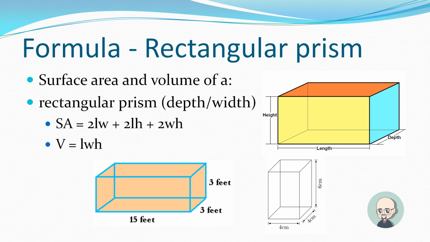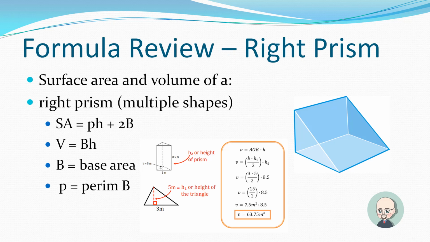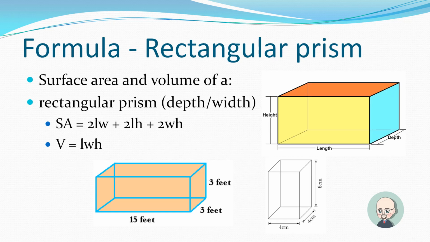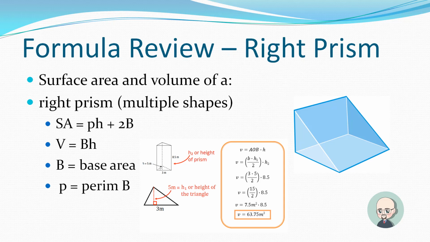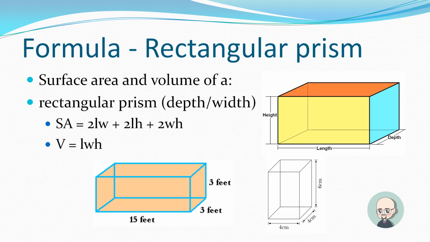The surface area and volume of a right prism we just did. Now we're going to do a rectangular prism. The difference is the right prism has a triangle as part of it, so it's almost like it's half of a prism. This is a rectangular prism. It's rectangle in shape. This is a lot simpler. Think about this like a rectangle in 3D.